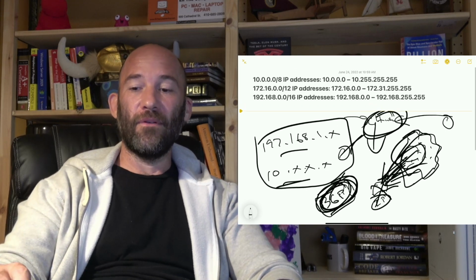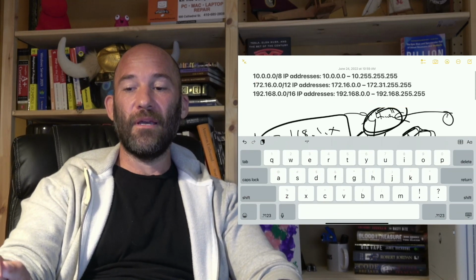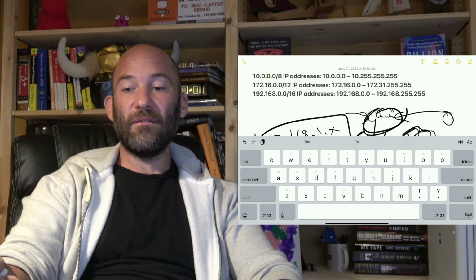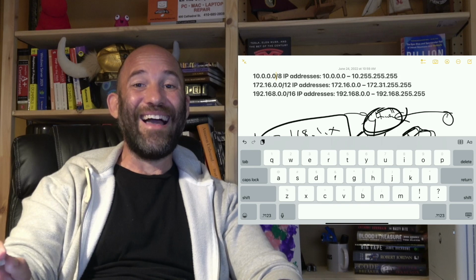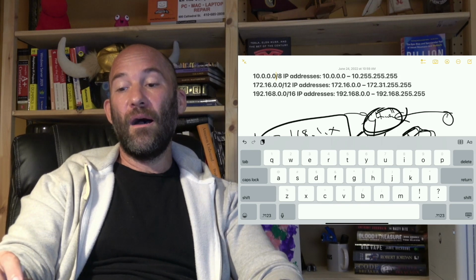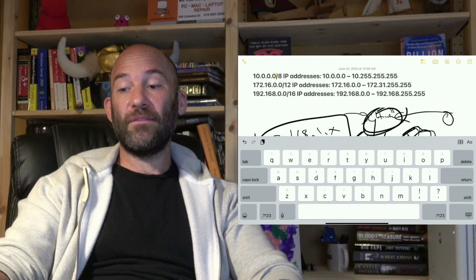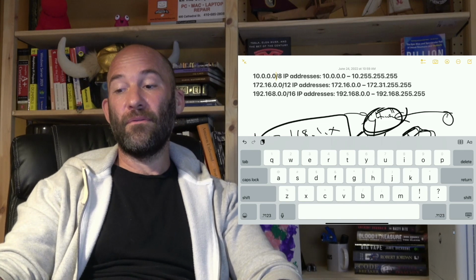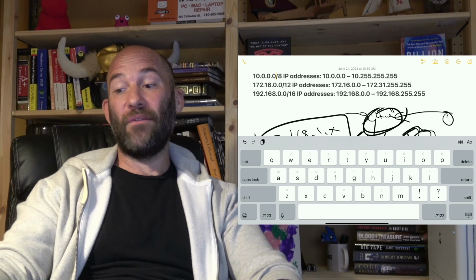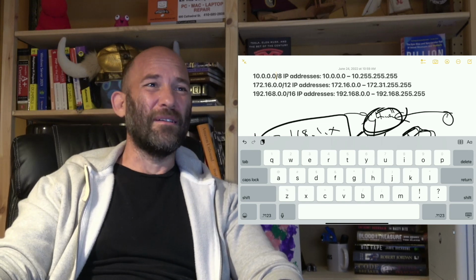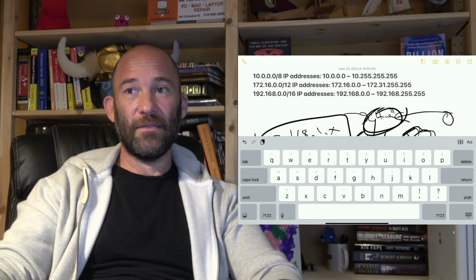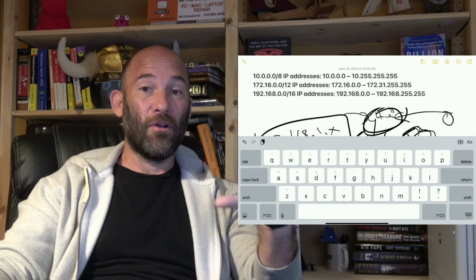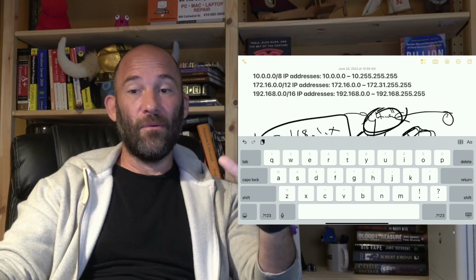And so that's where, if you look at the top here, we have 10.0.0.0/8. So that's a class A subnet. And that allows you to have addresses 10.0.0.0 through 10.255.255.255. That basically gives you something like 16 million possible IP addresses. And so you could create a very large network doing that.